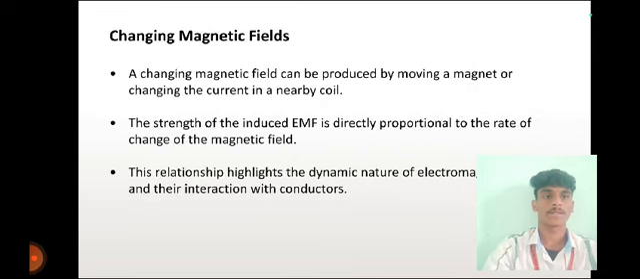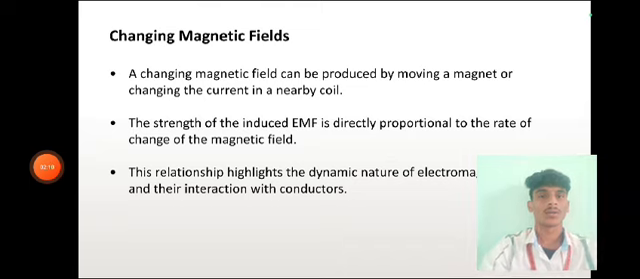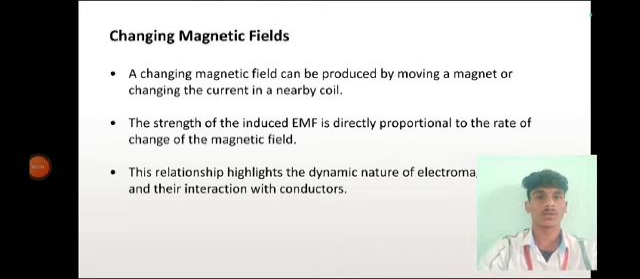Changing magnetic fields. A changing magnetic field can be produced by moving a magnet or changing the current in a nearby coil. The strength of the induced EMF is directly proportional to the rate of change of the magnetic field. This relationship highlights the dynamic nature of electromagnetic fields and their interaction with conductors.